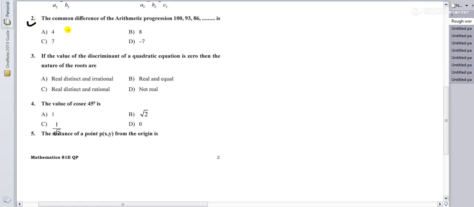So here is our second question. The common difference of AP 100, 93, 86 is dash. So for question number 2, we have to write A. To solve, what is a? It is 100. And what is d? It is a2 minus a1, right? So it is 93 minus 100. Always write it properly: second term minus first term, so this is minus 7. Some of you will do 100 minus 93, that is wrong. So d is minus 7.